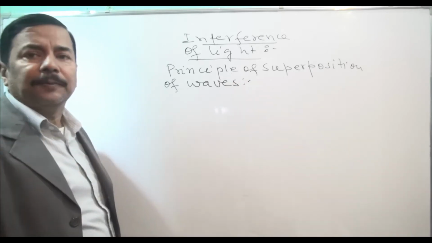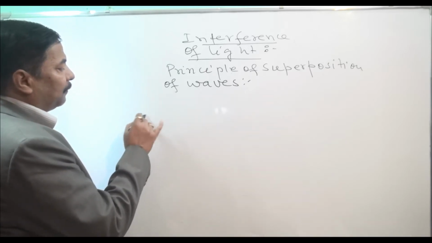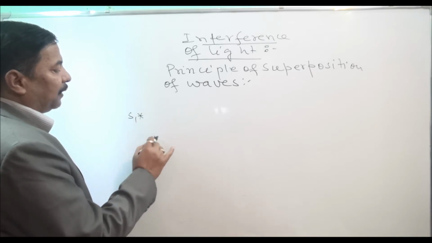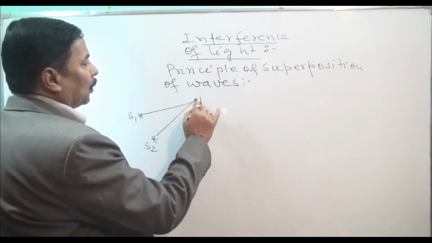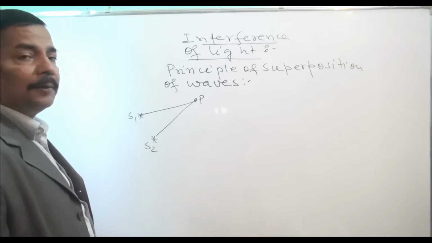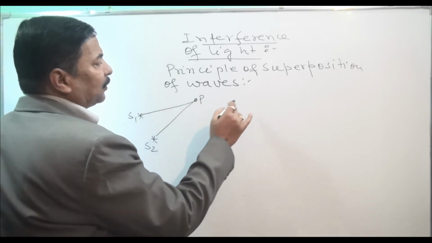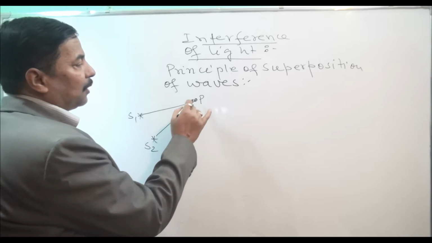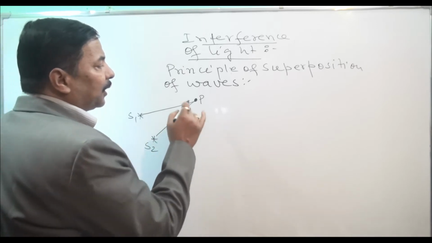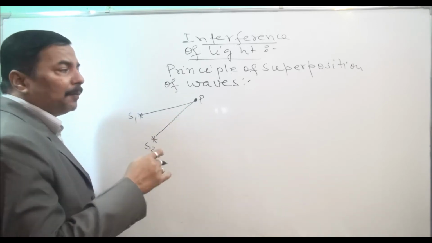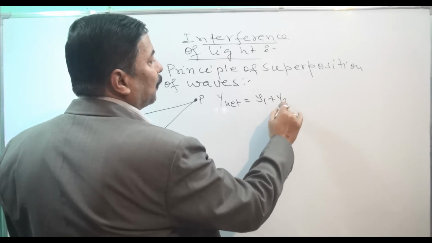The principle of superposition of waves suggests that if two waves are there, suppose one wave source is here, S1, another wave source is here, S2, and this is the point P where these two waves are reaching, then the displacement provided by this wave is, suppose S1 is providing the displacement y1 to this point P and S2 is providing the displacement y2 to this point P, then the net displacement of this point P is given, according to the superposition principle, by y net equals y1 plus y2.